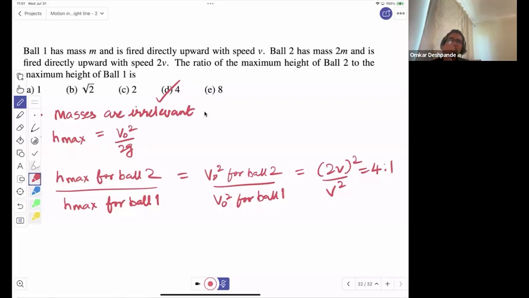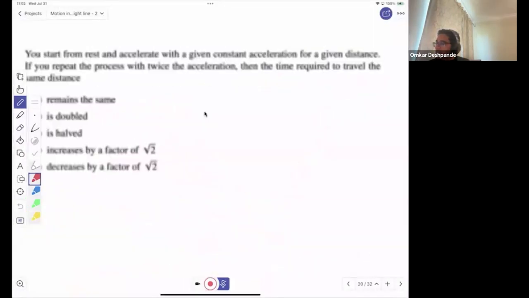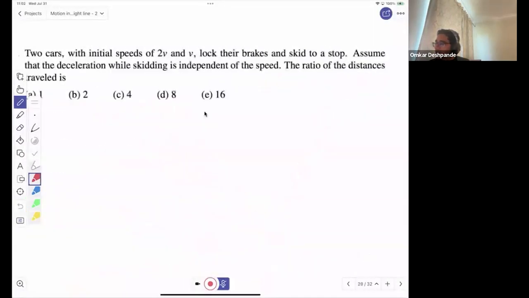So a ball that's thrown with twice the velocity is going to rise to a height that is 4 times as much as the other ball. How about this? Instead of vertical motion now, we have horizontal motion.